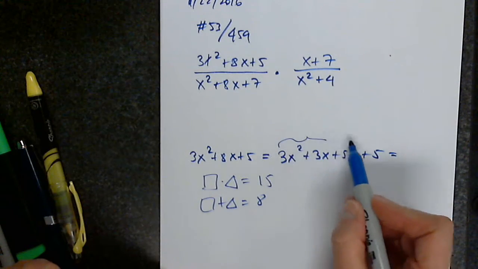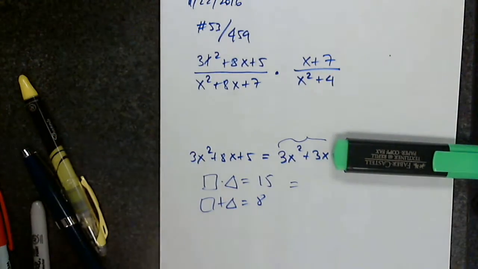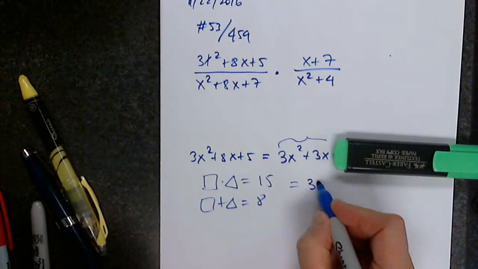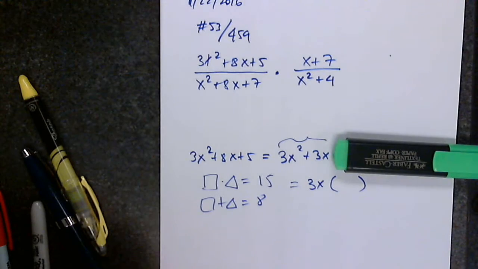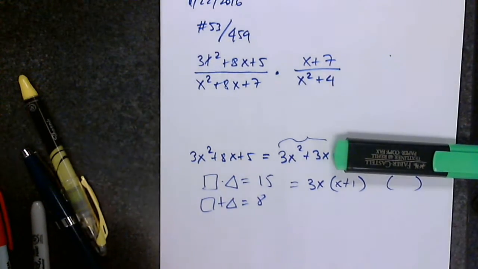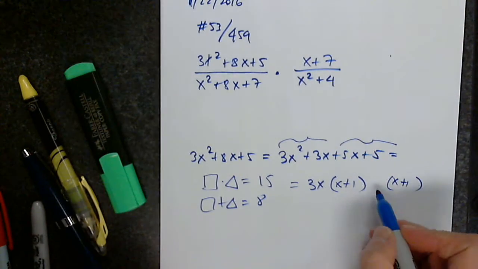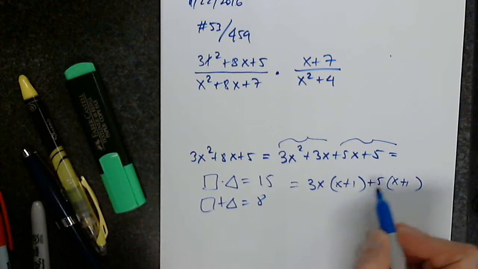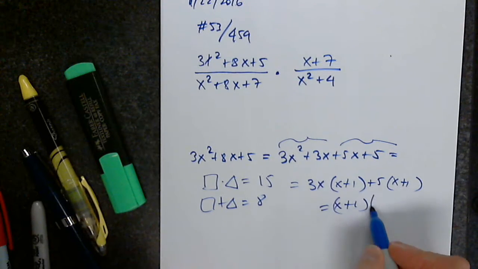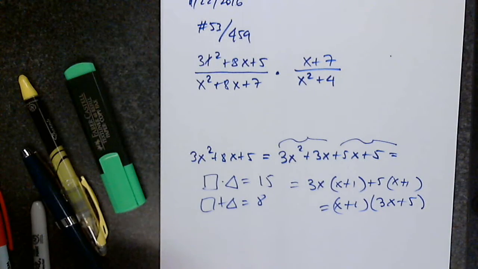And now this. 3x times x plus 1, plus 1. So that's x plus 1 and 3x plus 5. Do we all agree with the first as being x plus 1 times 3x plus 5?